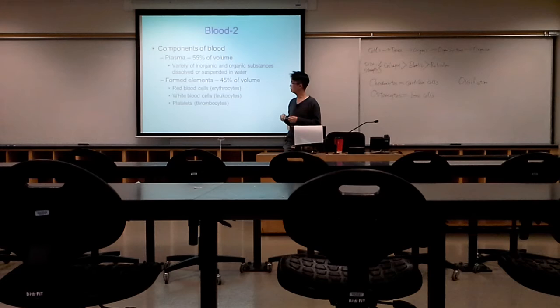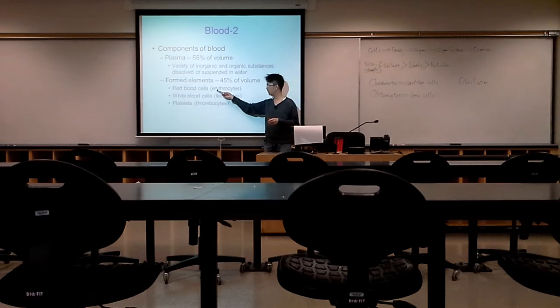And then 45% is the so-called formed elements, meaning the red blood cells, also known as erythrocytes. Cyte means cell, erythro means red. White blood cells, leukocytes. Cyte means cell, leuko means white. Platelets are also called thrombocytes.